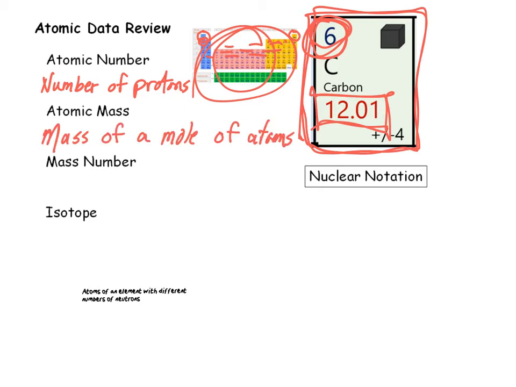Another piece of information that is in each box is what's called the atomic mass. That would be the mass of a mole of atoms measured in grams. Now, how many things are in a mole? We talked about before, 6.02 times 10 to the 23rd. So if you had 6.02 times 10 to the 23rd atoms, in this case you would have 12.01 grams for carbon.